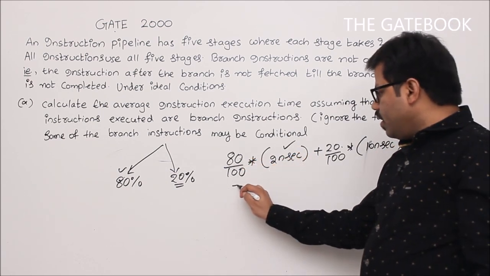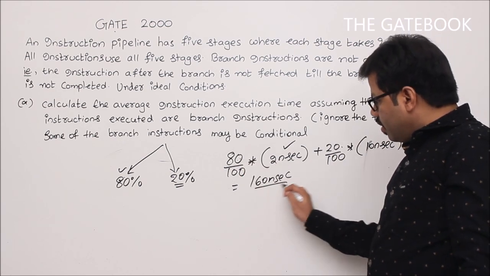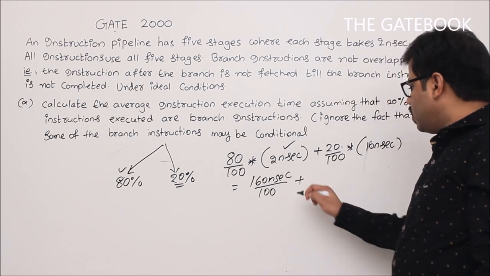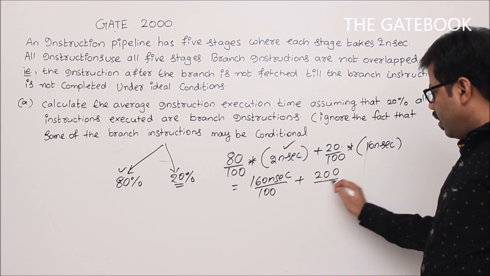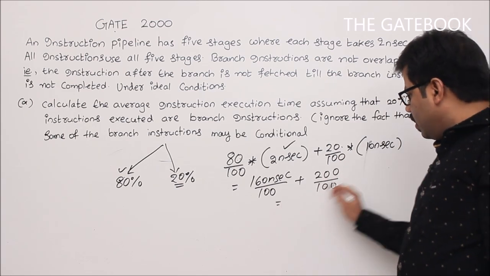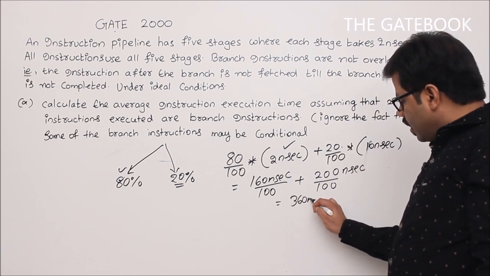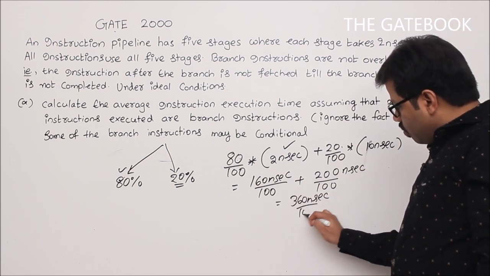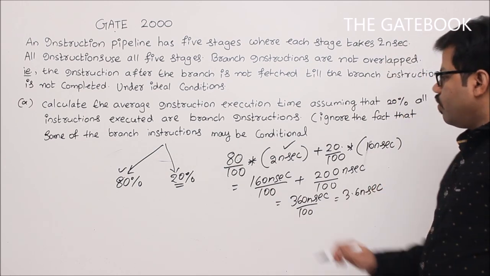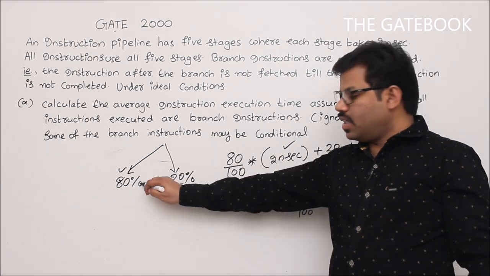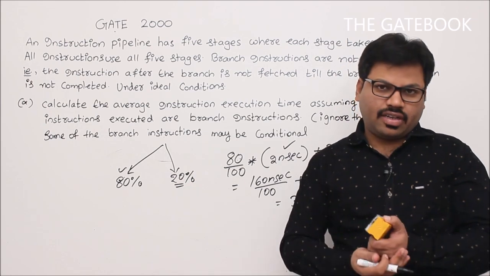So if you simplify it, 80 into 2 is 160 nanoseconds by 100, plus 20% into 10, 20 into 10, 200 by 100. If you simplify, again in nanoseconds, it would be 360 nanoseconds for 100. So it would become 3.6 nanoseconds. In that way we can solve this problem. 80% pipelining, 20% non-pipelining. Understand?